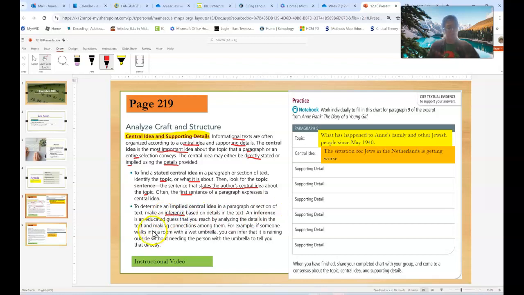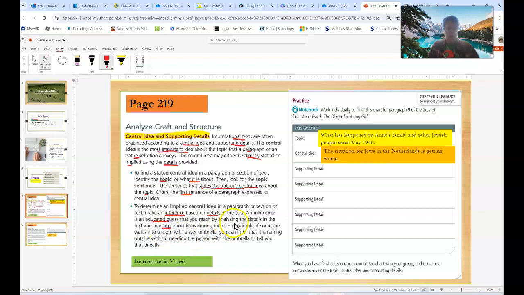Oh, there's that word again. Remember, to infer means to make an educated guess based on your background, knowledge, and experiences. So, to determine an implied central idea in a paragraph or section of text, make an inference based on details in the text and what's in your noggin. An inference is an educated guess that you reach by analyzing the details of the text and making connections.